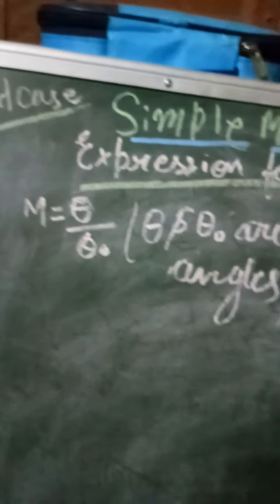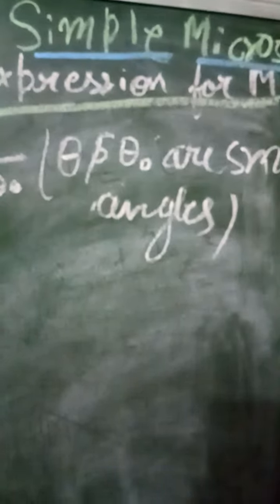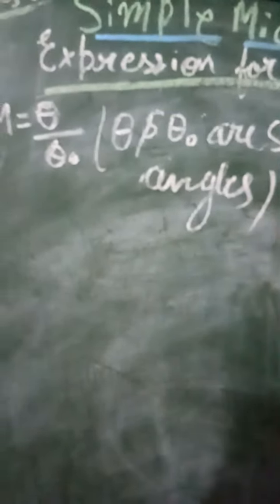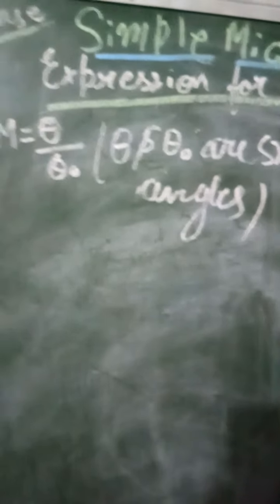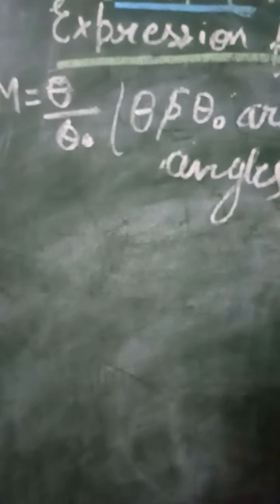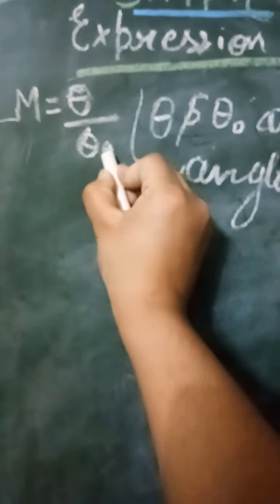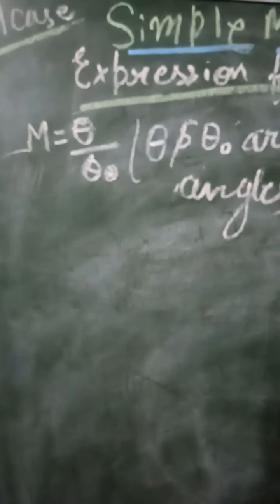Hello friends, today we will discuss the second case of the simple microscope and find the expression for m. See, this is the second case, simple microscope expression for m, and we consider the same case m equal to theta by theta naught, where m is the angular magnification of microscope and theta is the visual angle of the image and theta naught is the visual angle of the object. That's why I have taken the O naught, theta naught O.